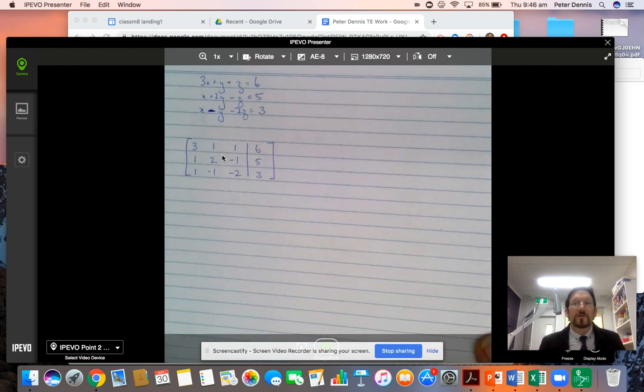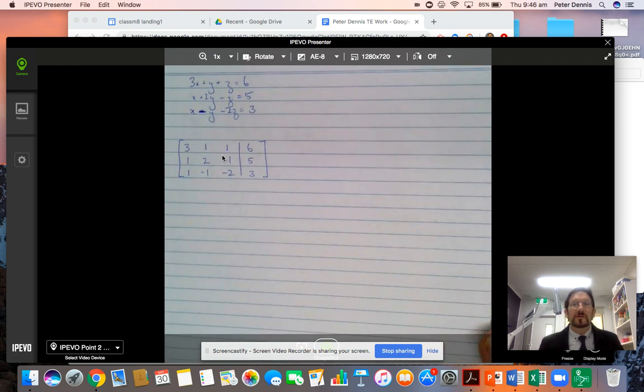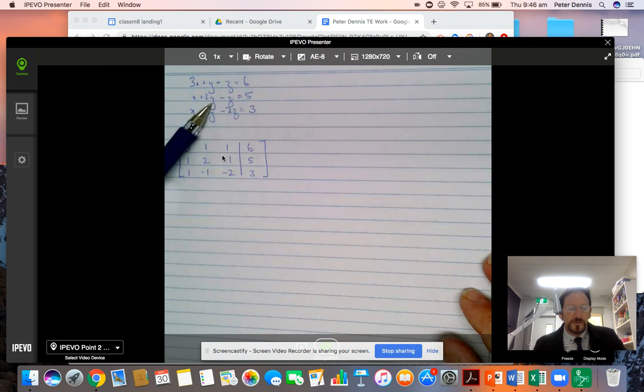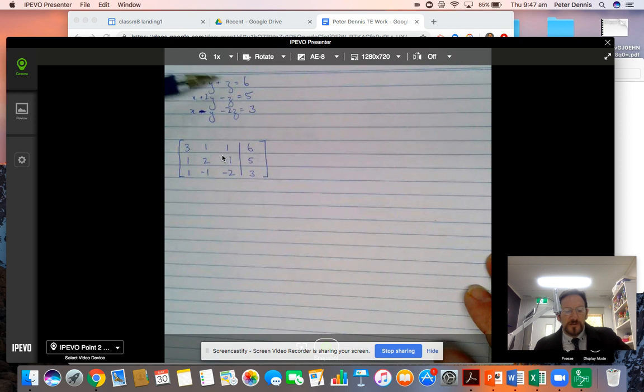Let's have a look at a 3 by 3 matrix. And obviously there's loads of places that you can make mistakes. But here we've got 3x plus y plus z equals 6, x plus 2y minus z equals 5, and x minus y minus 2z equals 3. So again, I've just written the augmented matrix like this. 3x plus 1y plus 1z equals 6. So 3, 1, 1, 6.